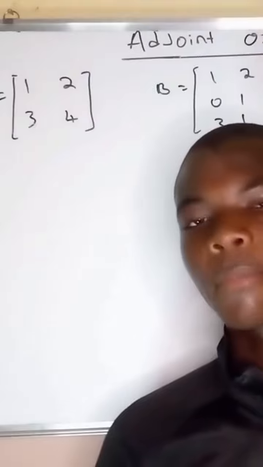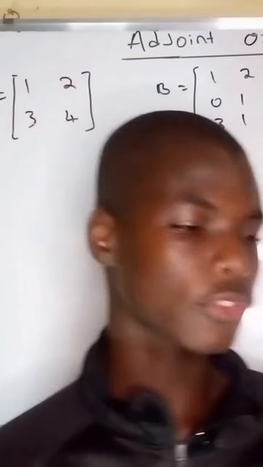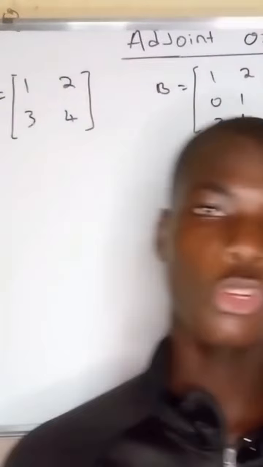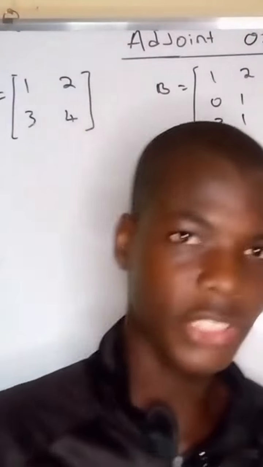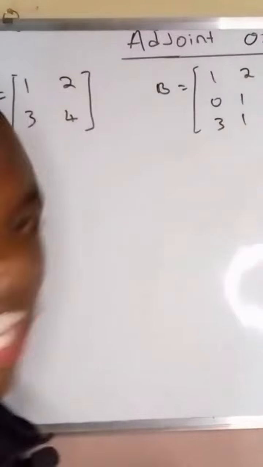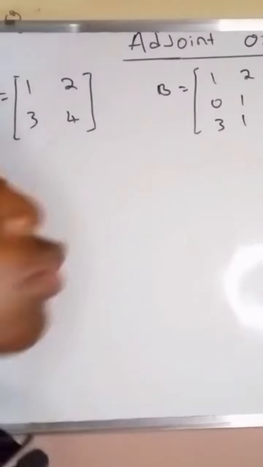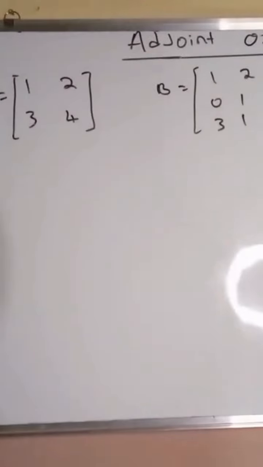To find the adjoint of a matrix, you have to first know how to find the minor of the matrix, and then know how to find the cofactor of each element, and then transpose the matrix so that you can find the adjoint of the matrix. Let's say we have the 2 by 2 matrix. We have to find the adjoint of this matrix.